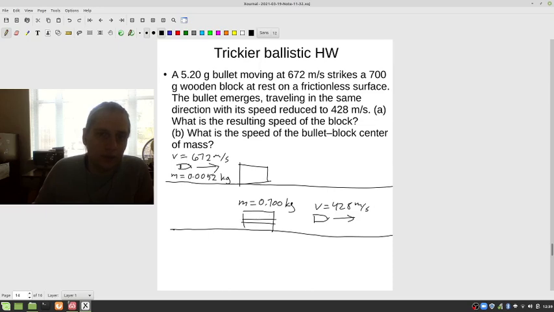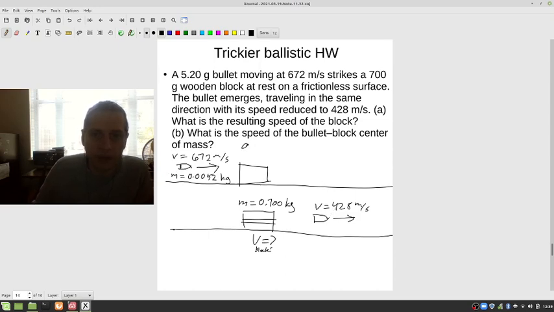So mv, the momentum of this before, plus 0, because the block doesn't have any momentum since it's not moving, equals mv of this. V, I don't know. That's what you want to find out. V of the block, plus mv of the bullet at the end. And m is, of course, the same, so there you go.